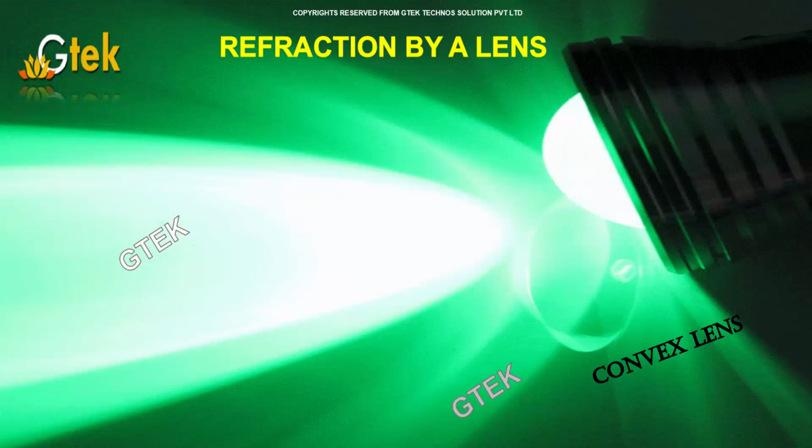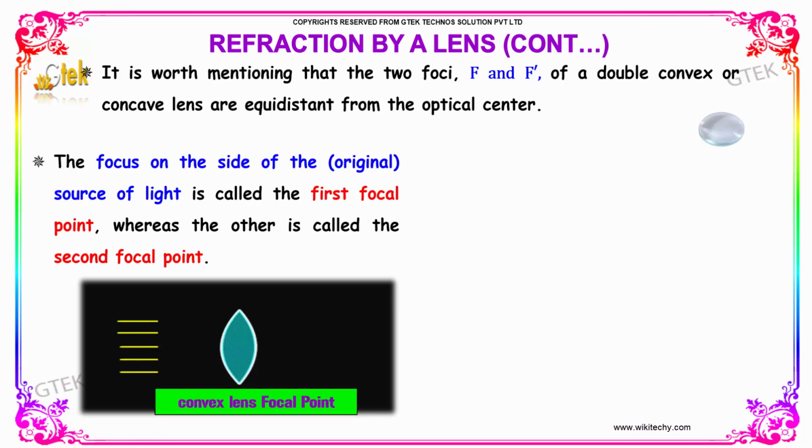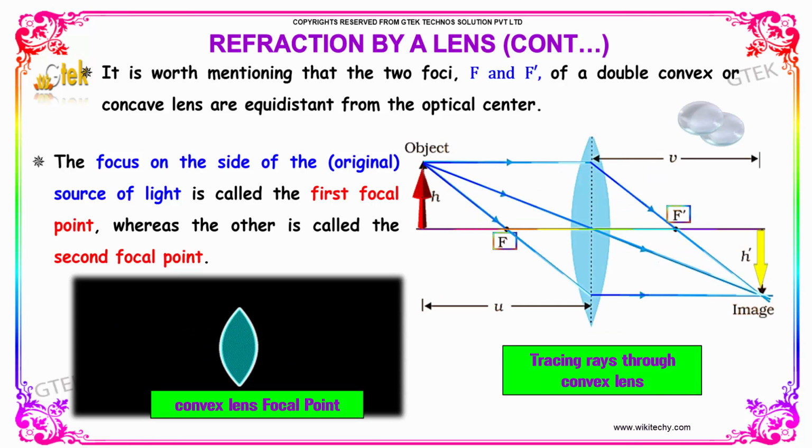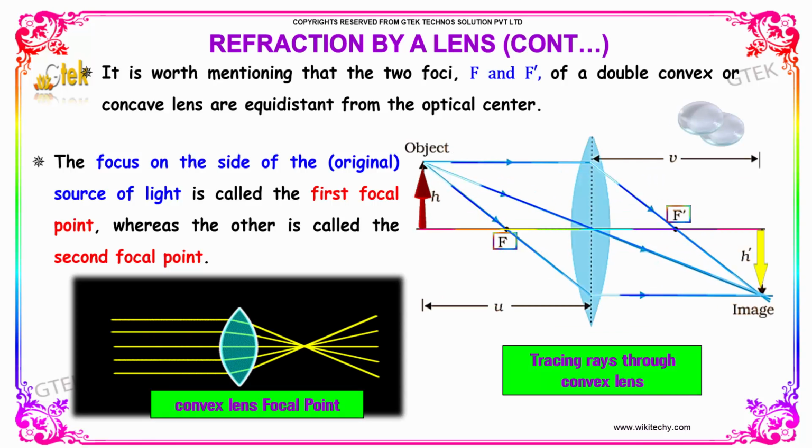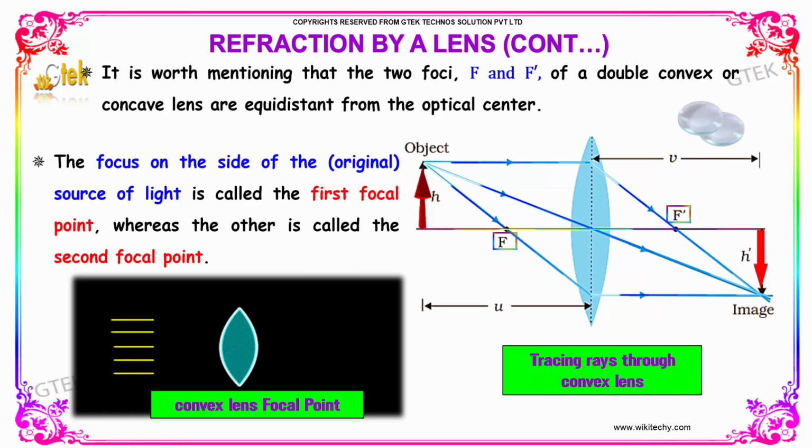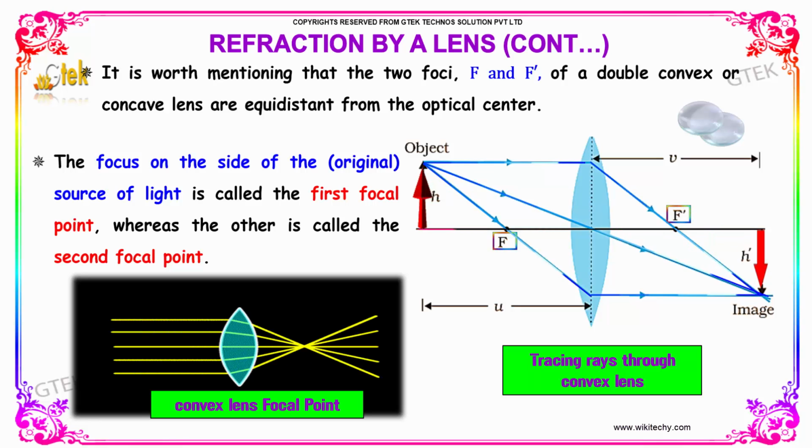Let's see about the refraction by a lens. Considering the refraction by a lens, it is worth mentioning the two foci, which are F and F dash. You can find F over here and F dash over here, which are considered to be the foci of the double convex or concave lens, at equidistance from the optical center.